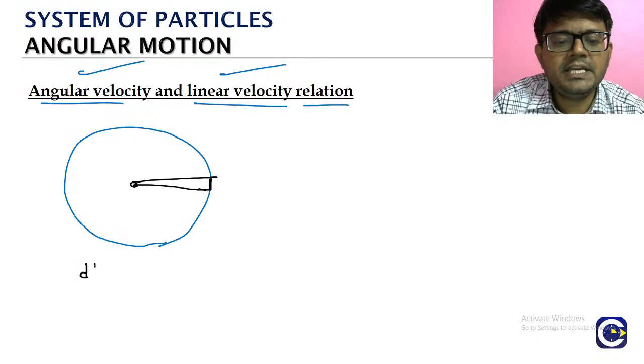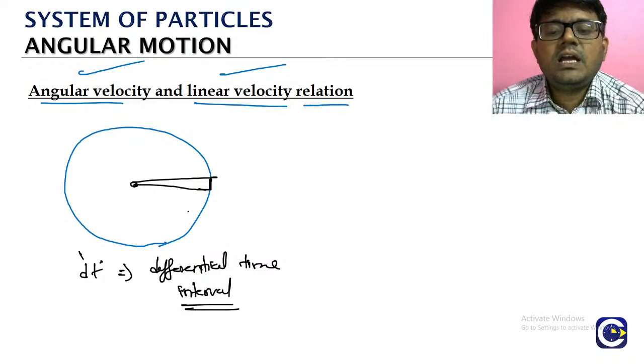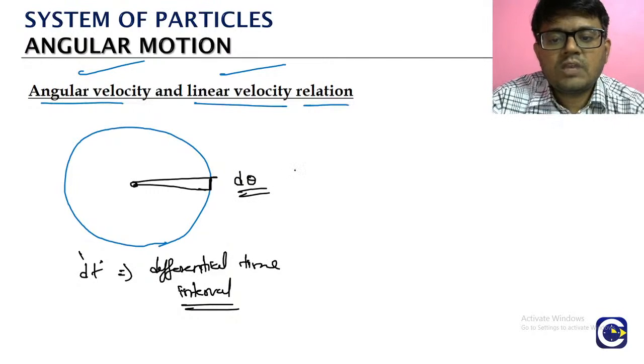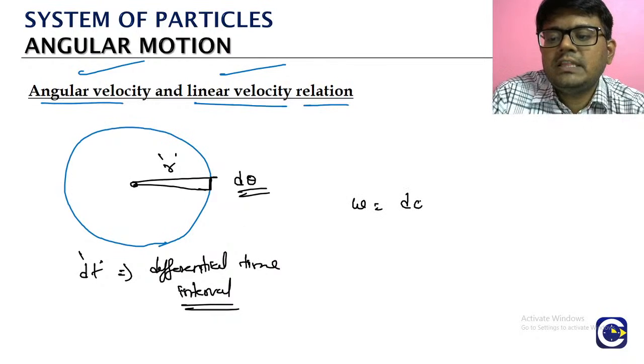For a time dt, a differential time interval, let us say the angular displacement is d theta. The radius of the circular path is r. What is the omega value? Omega equals d theta by dt. Equation 1.